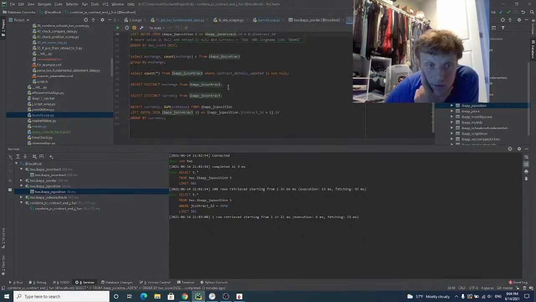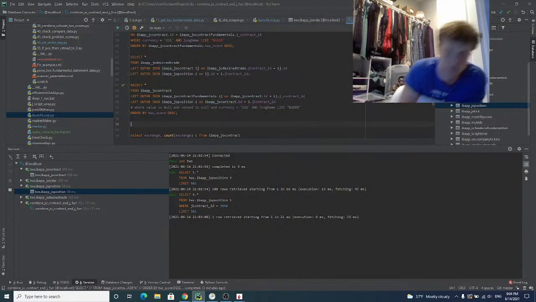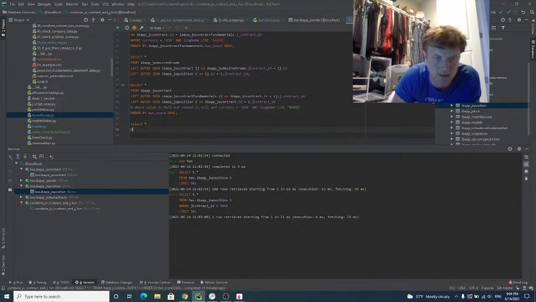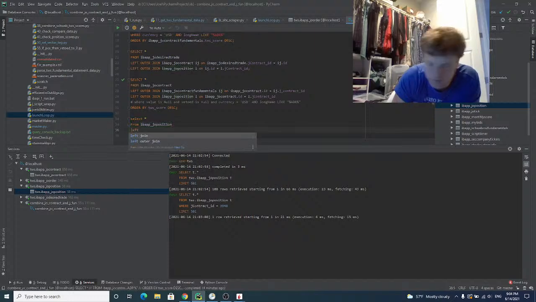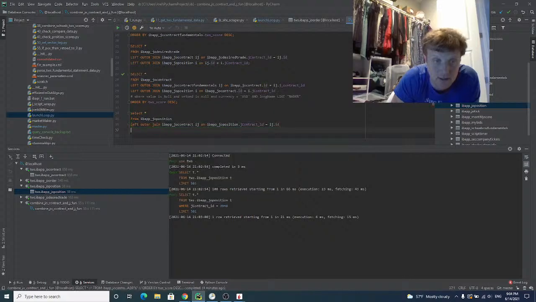We're going to create a new quickie query. And we're just going to go select star from IB app Joe position, left outer join with Joe contracts. Yes. And then we want to order by IB app.